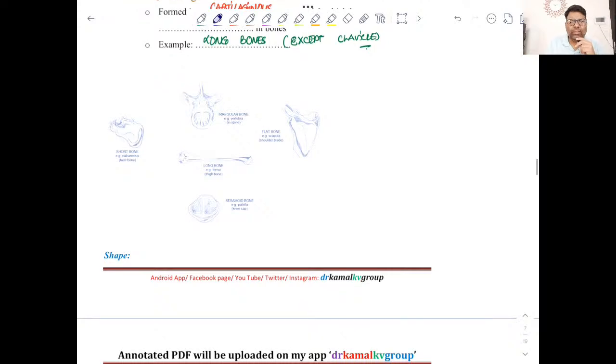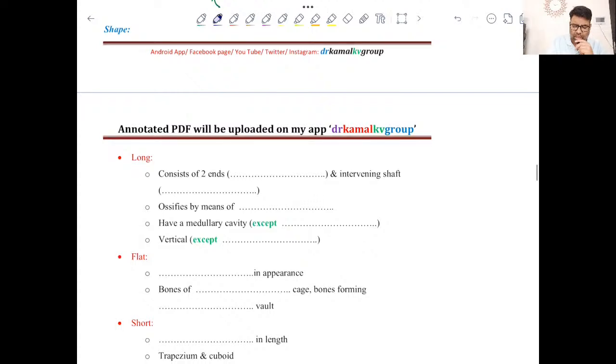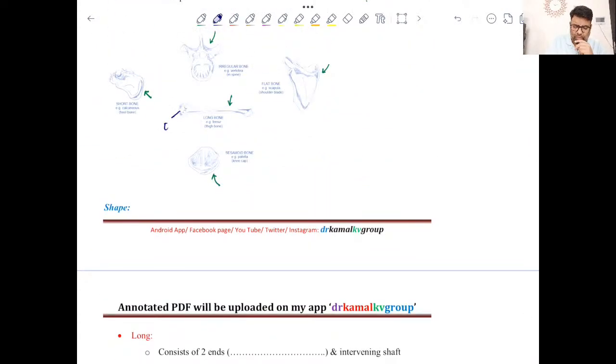Another way is looking at the shape. So you can see some bones are long, some are flat like scapula, some are irregular like vertebrae, sesamoid bones like patella, and short bones like the bones of our hand or feet. So depending on the shape, we can also classify the bones. So long bones, as we know, this is epiphysis, here metaphysis, in the center diaphysis, if it is a long bone of an adult, right?